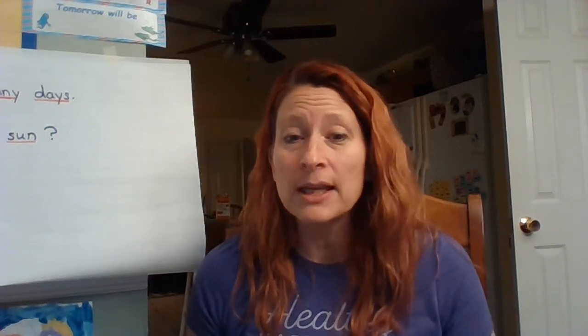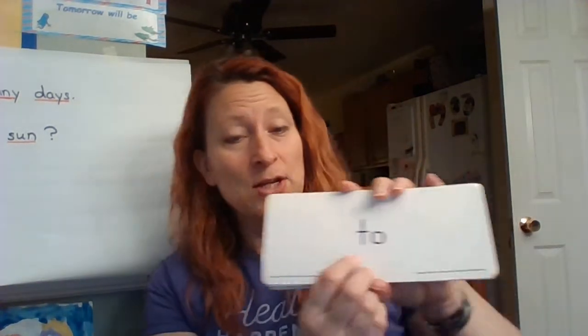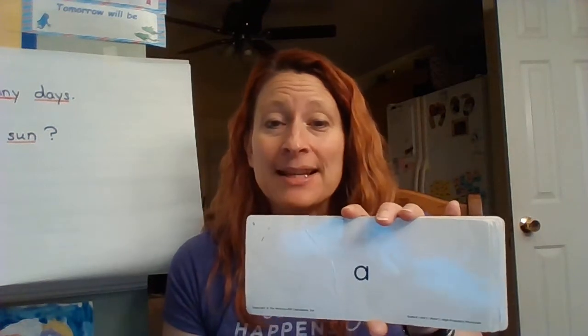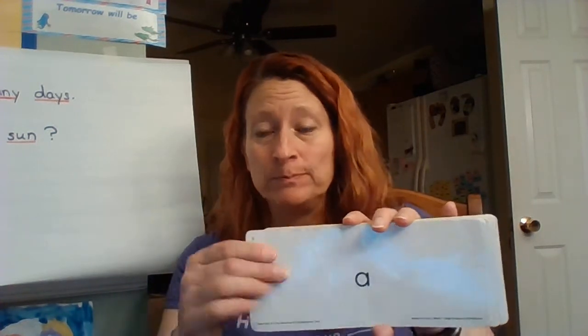Like I said, the ones that you know that we were working on since the beginning of the year, I'll go through quickly. The ones that were new towards the end of the year, and I know that you were struggling with, we'll go over a couple of times. All right, two, T-O, two. A, A. So even though this is the letter A, we're not saying ah, we're saying A when we read a sentence. I see a bird.